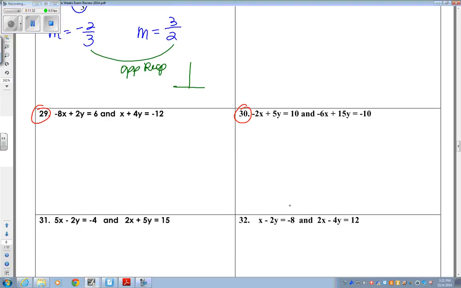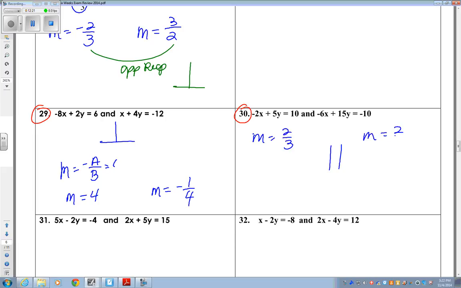All right, Rahel, what'd you get for 29? Okay, how did you know that? So the slope was 4 for the first one. Okay. Yeah. All right. That's right, because they're opposite reciprocals. All right. 30. Obi, what'd you get? Parallel. Yeah. How'd you know that? What was the same about them? This was 2/3. And this one was 2/3. Yeah. Okay. How'd you get 2/5 then?